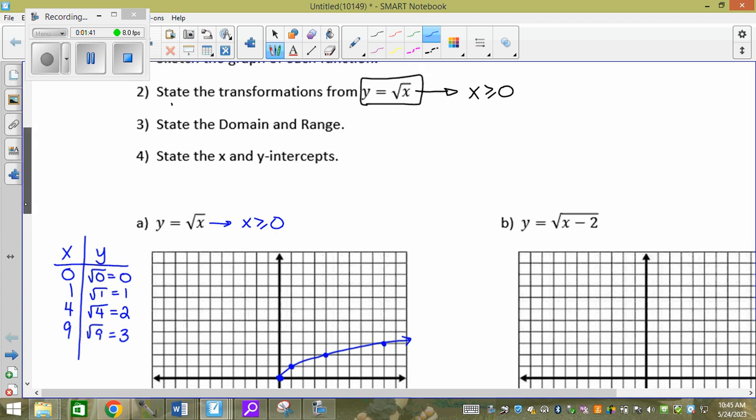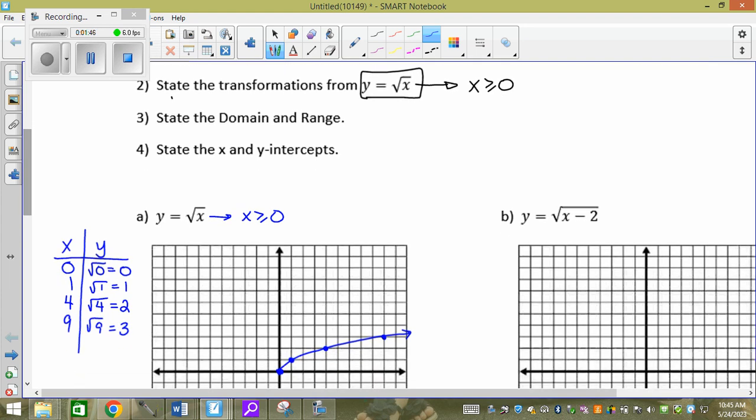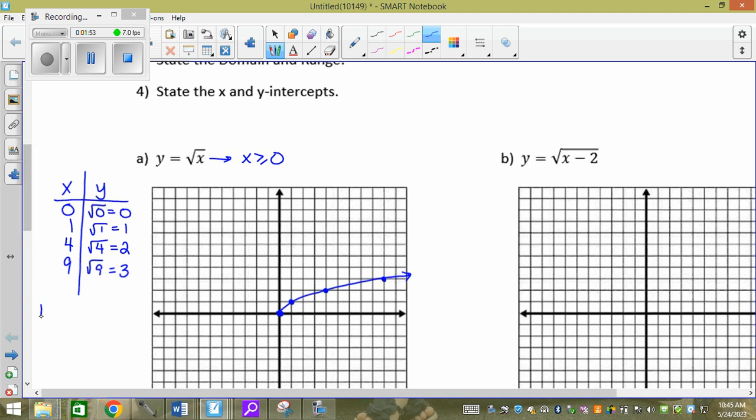So, sketch the graph, done. State the transformations, there aren't any. This is the base. This is called your parent function. It's the function before any transformations happen. State the domain and range. What's the domain of this one? In set notation.